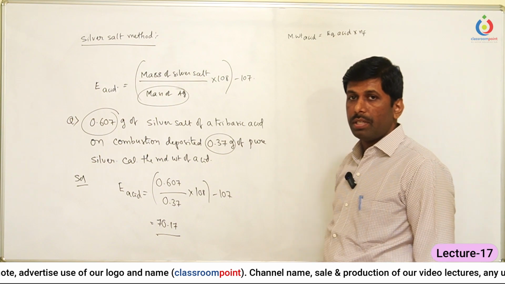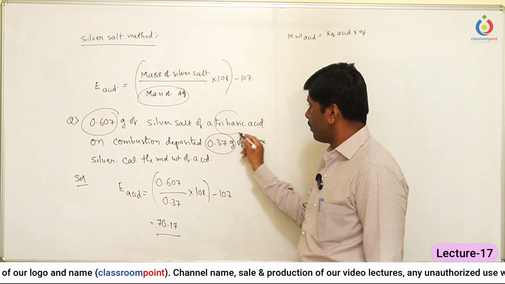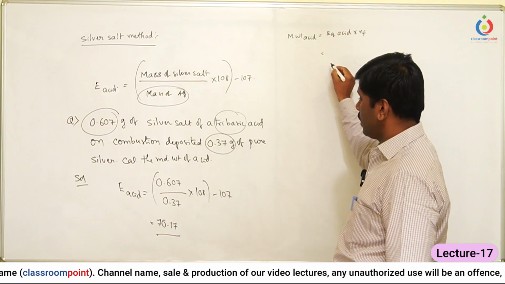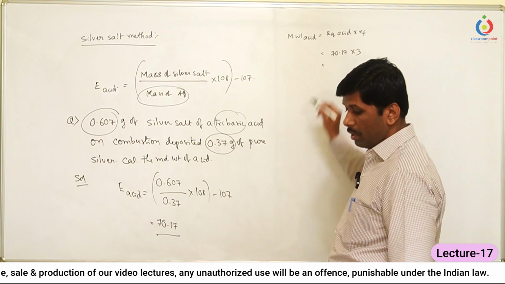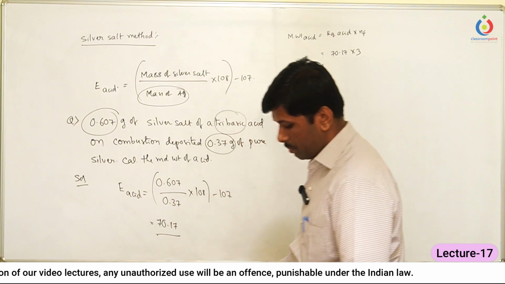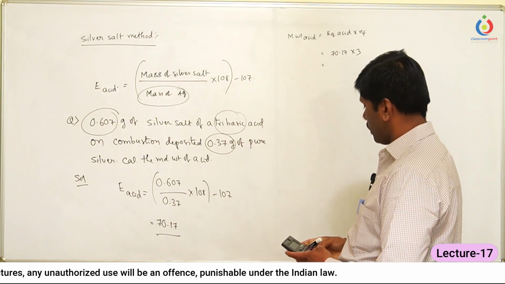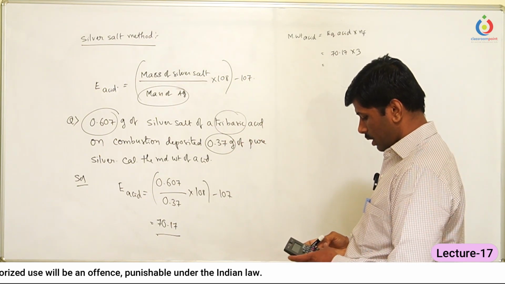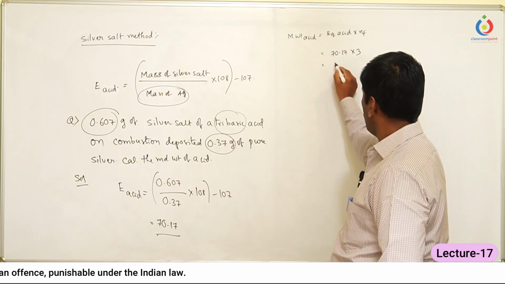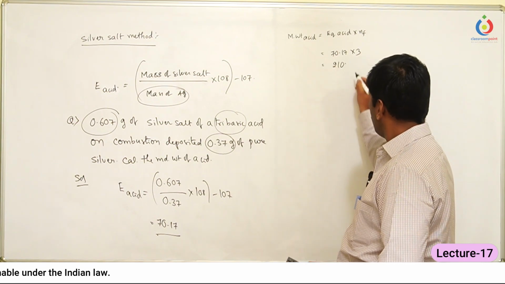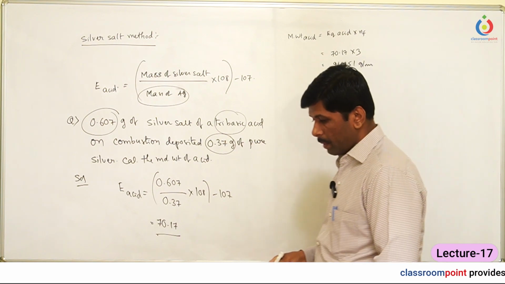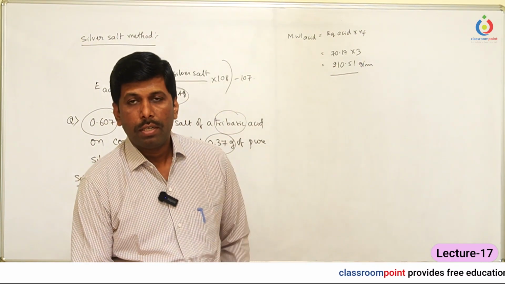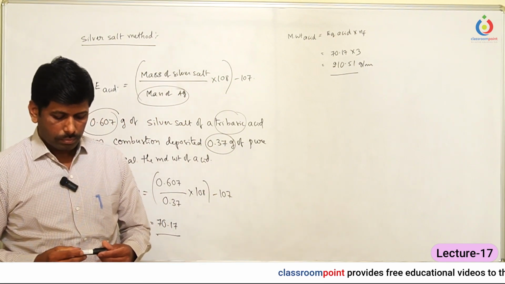N factor means basicity of the acid. Here they said tribasic acid. So the equivalent mass is 70.17 into 3, which is equal to 210.51 grams per mole, the molecular mass of the tribasic acid.